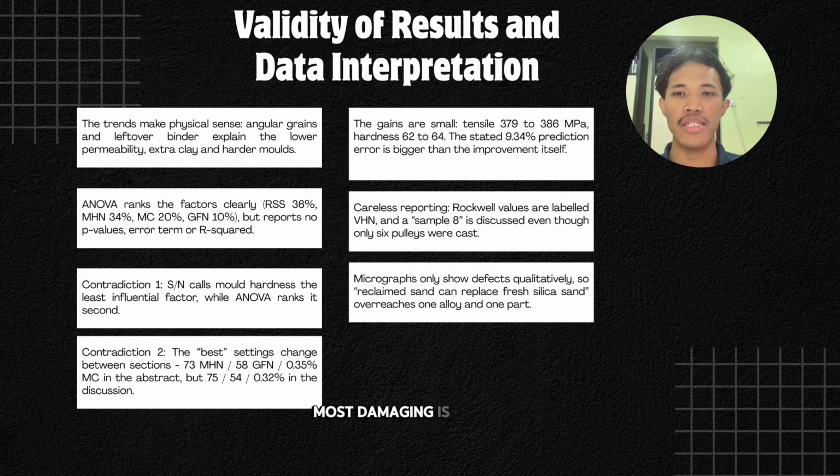Most damaging is the scale. Tensile strength rose about 2%, while the paper's own prediction error is 9.34%. The uncertainty exceeds the effect. Rockwell readings, VHN, and a sample of 8 are discussed when only 6 pulleys were cast, and the claim that reclaimed sand can replace fresh silica reached well past one alloy and one geometry.